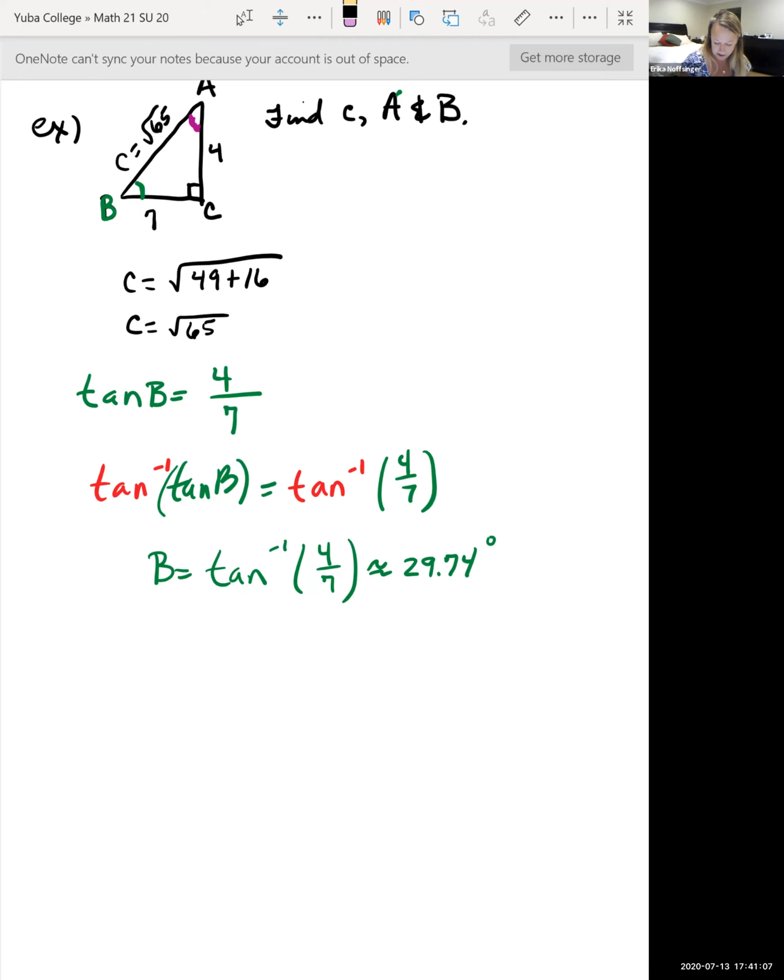So I would look at, okay, again, I have opposite and adjacent from this angle A. And so I would again look at tangent of A is equal to the opposite of that, which is 7, all over the adjacent, which is 4. Again, taking the tan inverse of both sides, we would get A is equal to the tan inverse of 7/4.